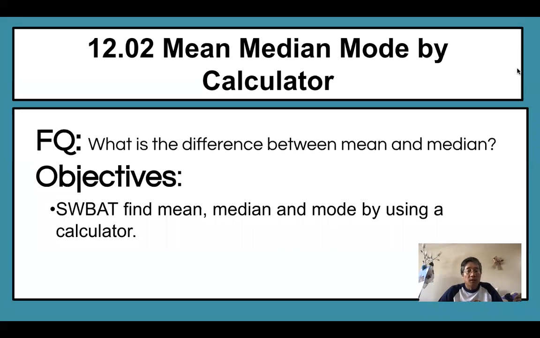Hi everyone. Today we are going to talk about 12.2, mean, median, mode by calculator. In junior high school or in Algebra 1, you learned how to find the mean, median, and mode without using the calculator, right? Even though you used just a simple calculator. But now you are going to learn how to get them by using a TI-84. Very simple.